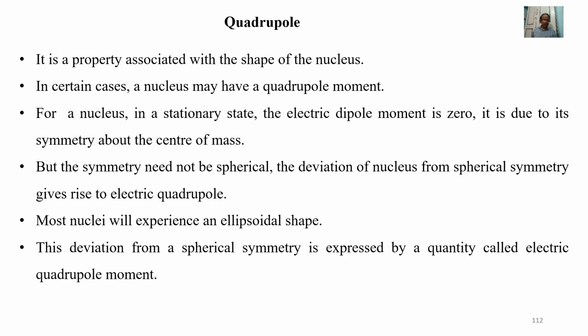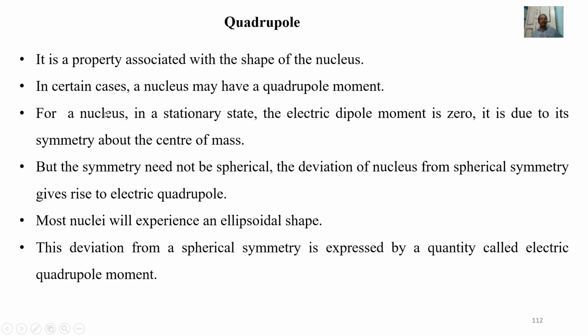Quadrupole splitting arises due to the electric field gradient. If the electric field gradient is equal to 0, then the quadrupole will be absent. If it is not equal to 0, it will be present. In the presence of asymmetric electronic environment, that is, asymmetric electric field gradient, the excited level splits into levels. It's a property associated with the shape of the nucleus. In certain cases, a nucleus may have a quadrupole moment.